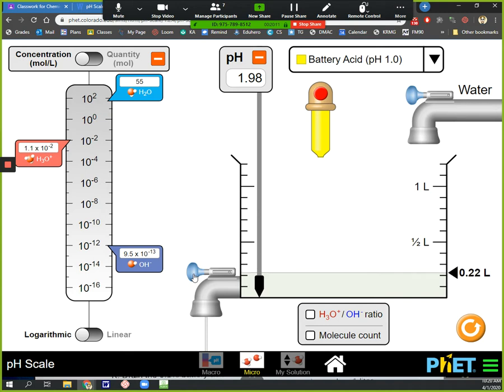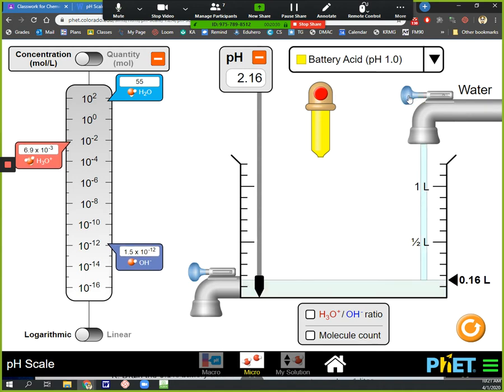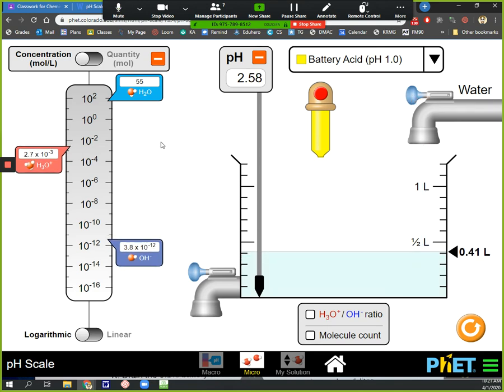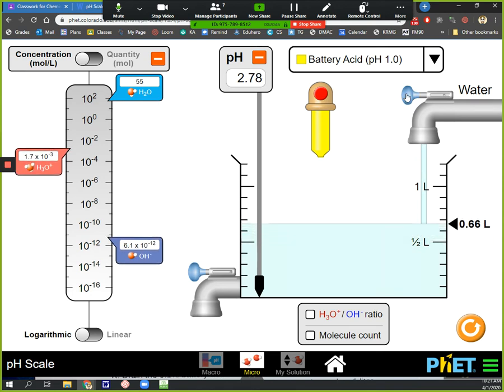Let me slow it down a little bit. You have to be really careful because if you don't, you have to start this whole thing over again. So I'm down to 0.1 liters. Now I'm going to add water to bring it back up to 1 liter. Now, watch for changes in the pH and watch for changes in my hydronium. Look how the pH is increasing, becoming more basic. Look how this is decreasing and how my hydroxide is increasing. So it's becoming slightly more basic than it was. It's still very much an acid.